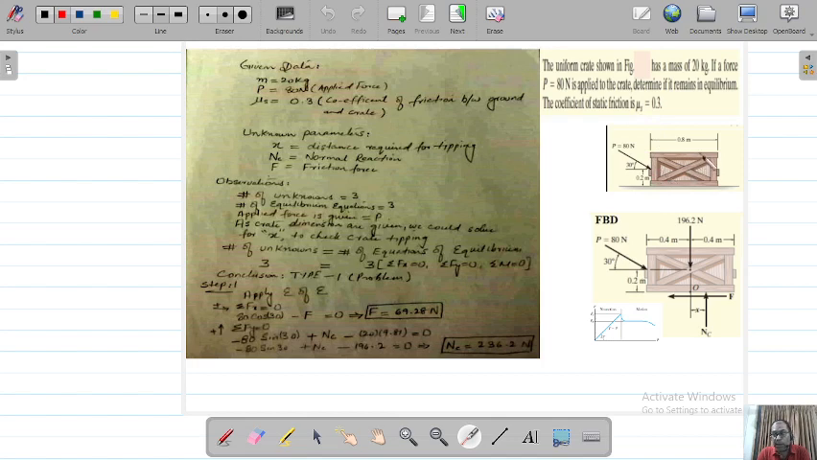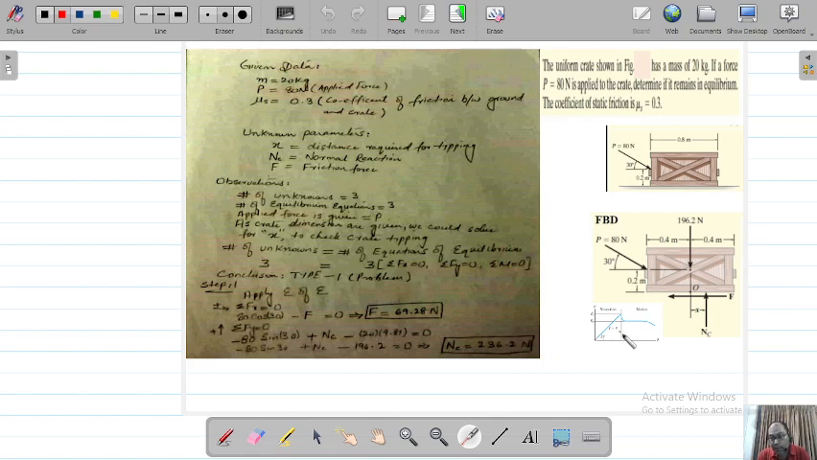So the dimensions are: length is 0.8 meters, and the height from the floor to where the force is acting is 0.2 meters. This force of 80 Newton is making an angle of 30 degrees with the x-axis. So the first thing is, the data given to us is mass equals 20 kg. The force P is 80 newtons. This is the applied force, and this is the force in the diagram.